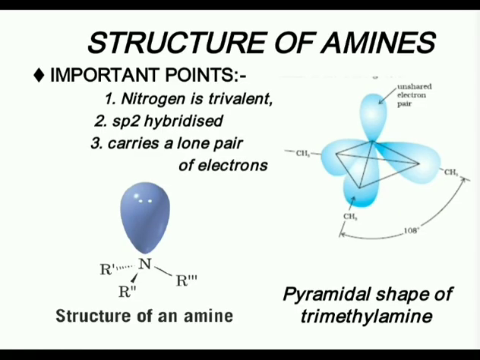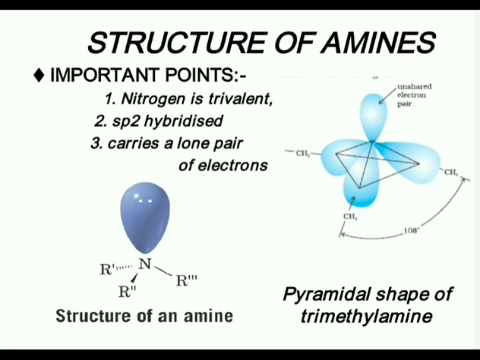So regarding the structure of the amines, there are three main points to remember: number 1, nitrogen is trivalent, number 2, sp3 hybridization, and number 3, lone pair of electrons on the nitrogen. Now the next topic is classification of amines.